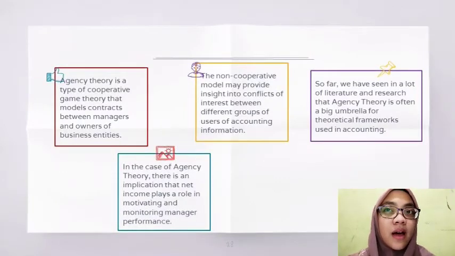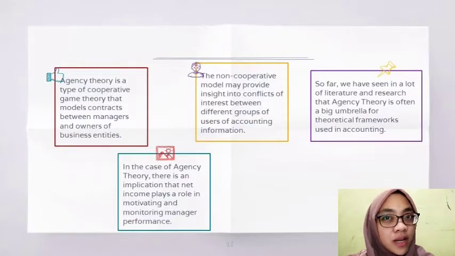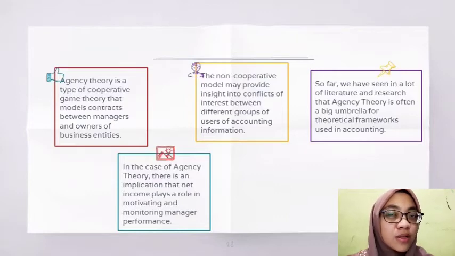Agency theory is a type of cooperative game theory that models contracts between managers and owners of business entities. In the case of agency theory, there is an implication that net income plays a role in motivating and monitoring managers' performance. The non-cooperative model may provide insight into conflicts of interest between different groups of users of accounting information.